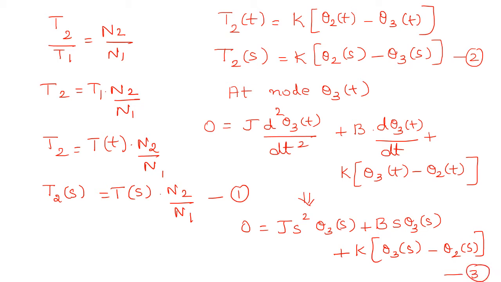So we have three equations now. T2 of S equal to T of S into N2 by N1. T2 of S is equal to K into theta 2 of S minus theta 3 of S. And 0 equal to J into S square theta 3 of S plus B S theta 3 of S plus K into theta 3 of S minus theta 2 of S. We consider these three equations and rearrange them in order to obtain our required transfer function, theta 3 of S by T of S.